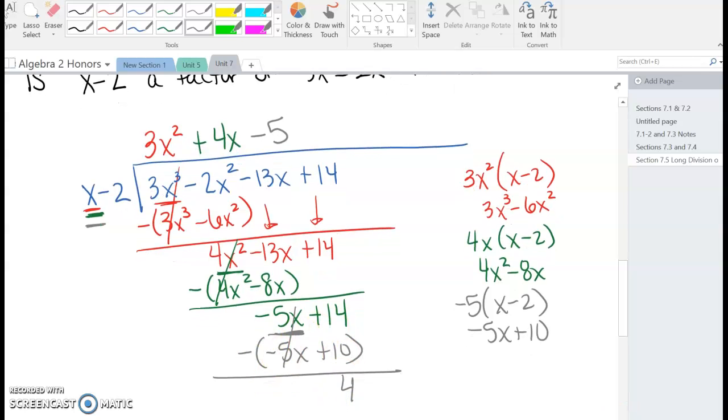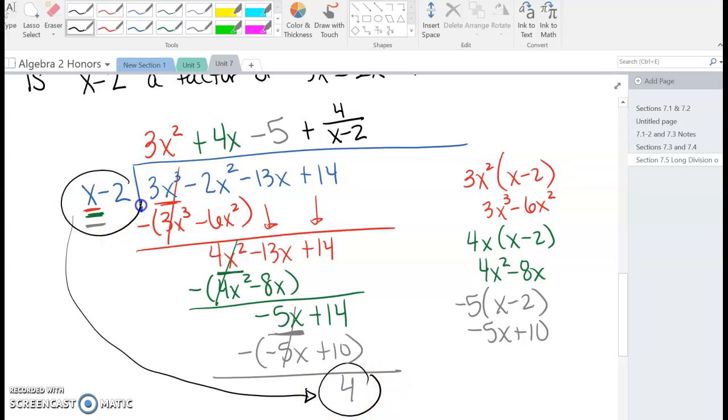And so at this point, I kind of stop and I say x can no longer go into 4. In order to get 4, x multiplied by another polynomial would not give me 4. I'd have to multiply by something over x. So I stop there, and I have a remainder of 4. So now I just write plus 4 divided by x minus 2, right? So I take whatever my remainder is, and I put it over whatever I divided by, just like with long division. And so when I divide 3x cubed minus 2x squared minus 13x plus 14 by x minus 2, this is the result.